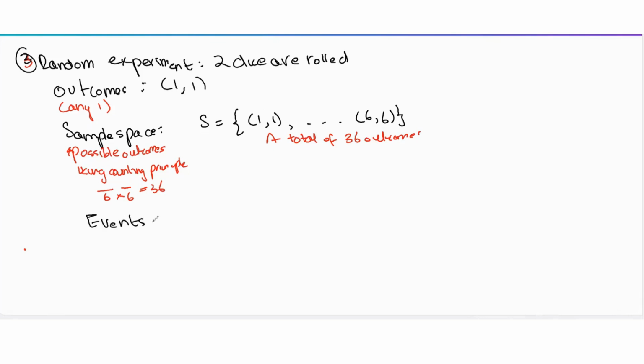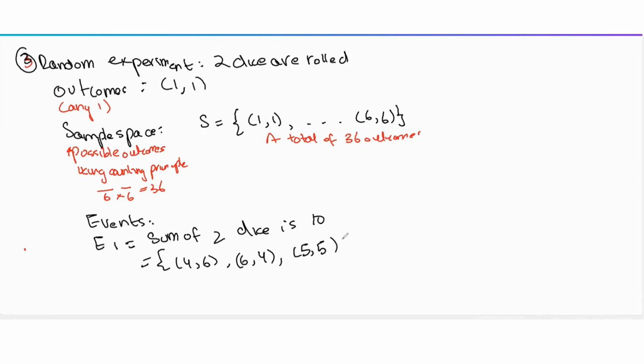So now we'll define our events in this case. The first event, let's define as the sum of two dice is 10. So it could be that the first is 4 and the second is 6. It could be the first is 6 and the second is 4. And it could be the first is 5 and the second is 5, right? So we can have 3 possible outcomes from the sample space here.